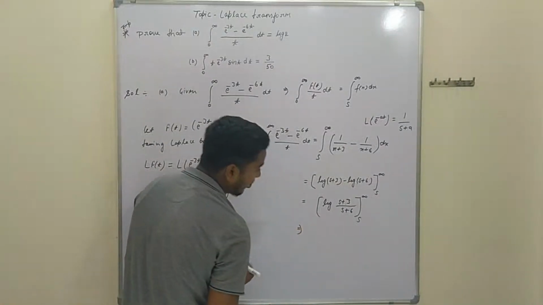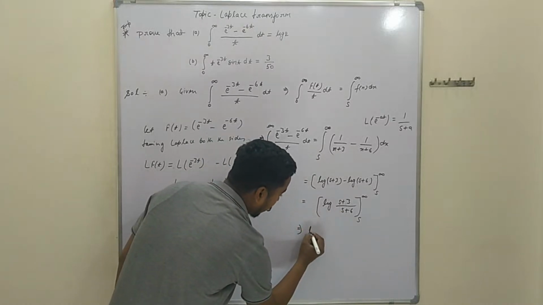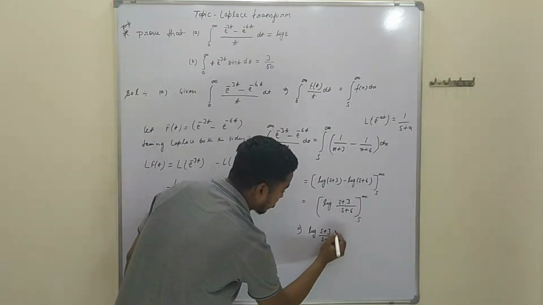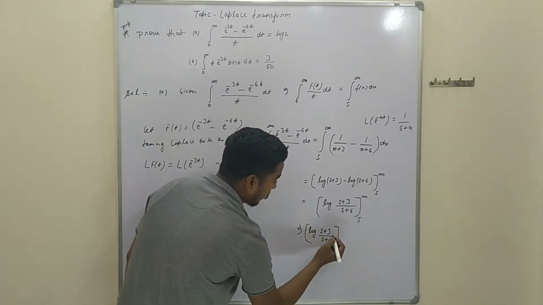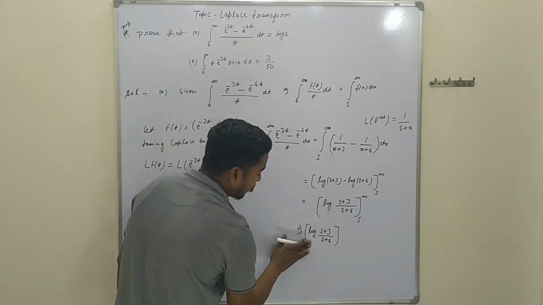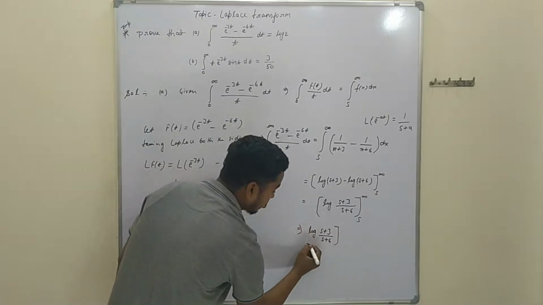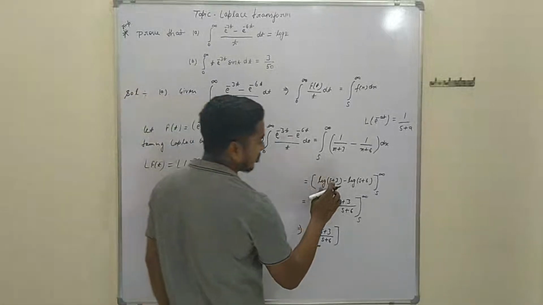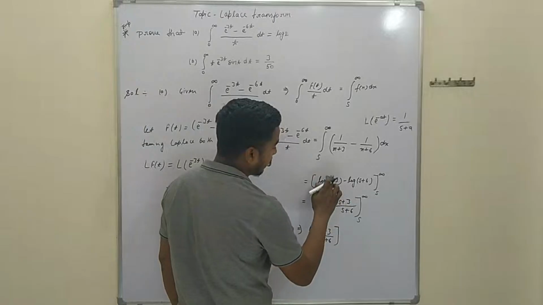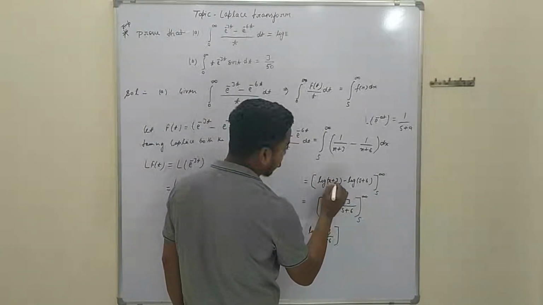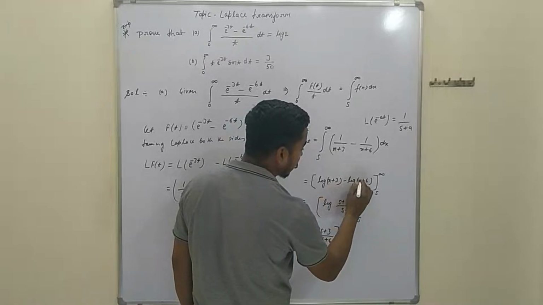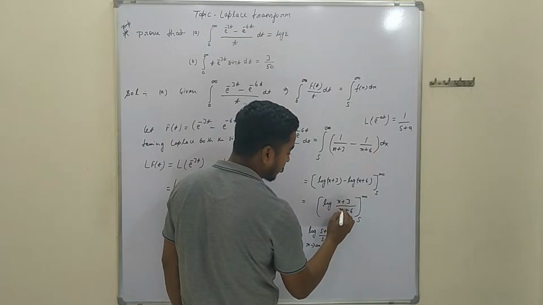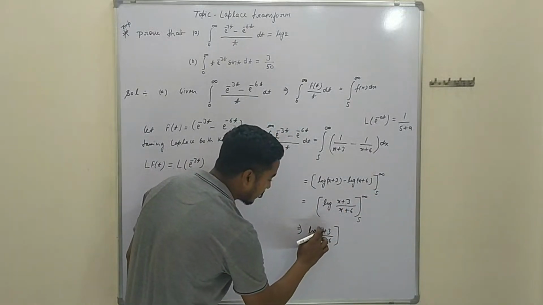Putting the limit infinity, we can also write once again log of (s+3) upon (s+6). Here we mistakenly wrote s; this is x tends to infinity, so this is also x, and this is x+3, and this is x+6, not s.